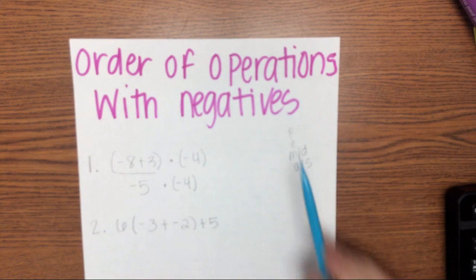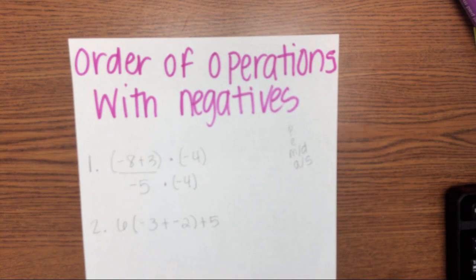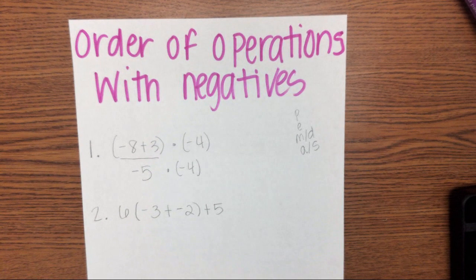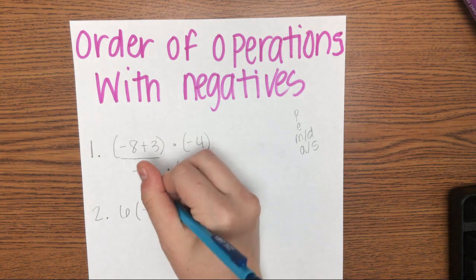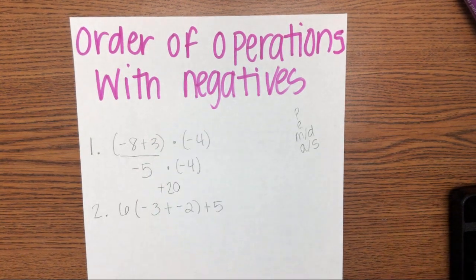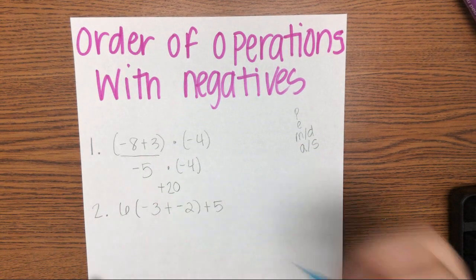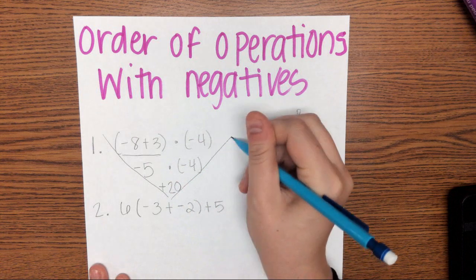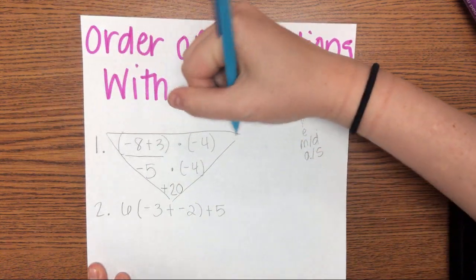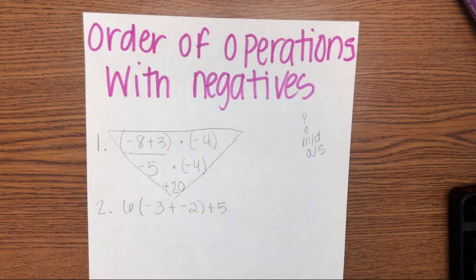So I'm done with parentheses, no exponents. Now I multiply or divide, and I have multiplication only. So I'm going to multiply negative 5 times negative 4. And negative 5 times negative 4 is a positive 20, because a negative times a negative is a positive. And we don't have any addition or subtraction, so I am done. And so my solution is positive 20.